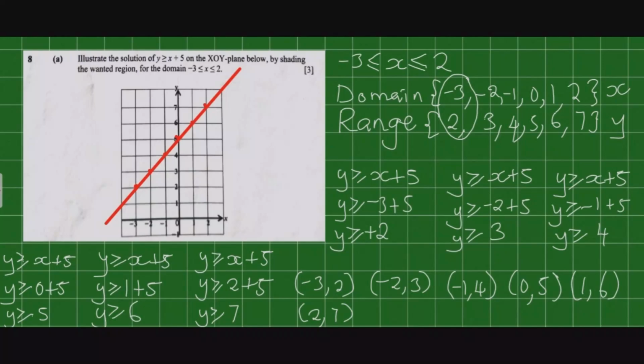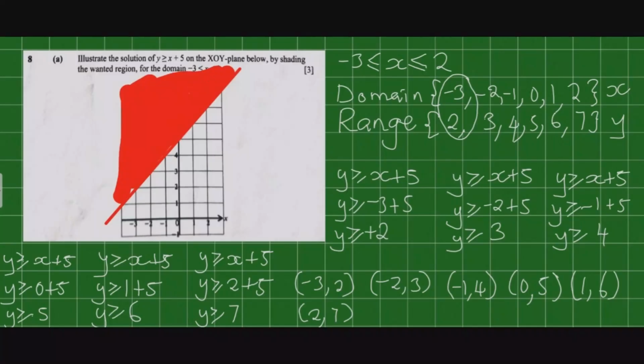So what we're going to do when shading, we will shade like this. Don't worry, I'm trying my best again so that I don't ruin the drawings. So this is the area that will be shaded, like the way I've shaded. That is the area that we need to shade, not the area down, but the area up. If you've got questions, you can ask, but basically this is how you answer this question.